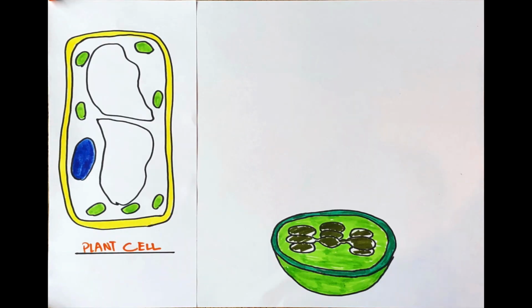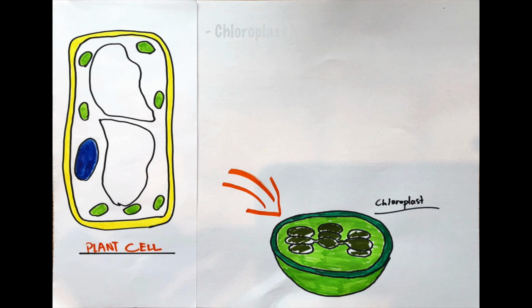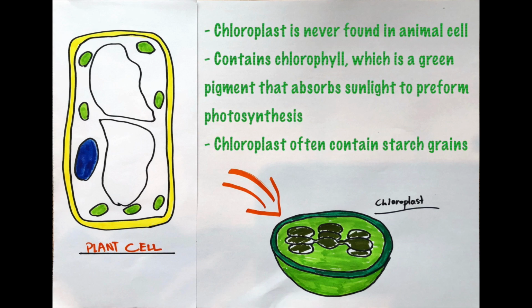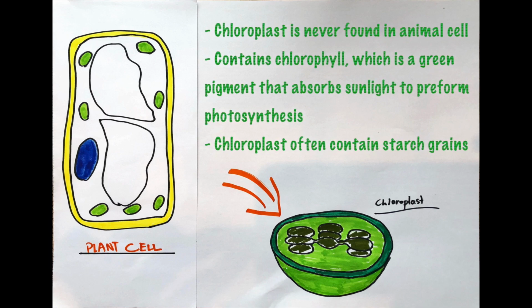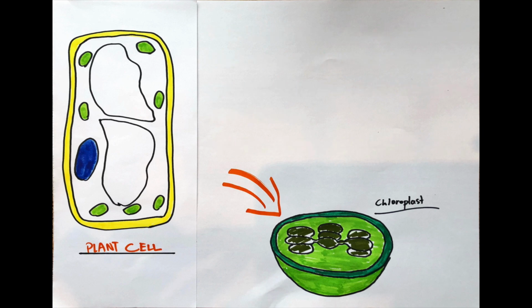The second organelle is the chloroplast. Most of the cells in the green parts of plants have it. Chloroplast contains a green pigment called chlorophyll. The pigment absorbs energy from sunlight, then uses the energy to make food for the plant by photosynthesis.